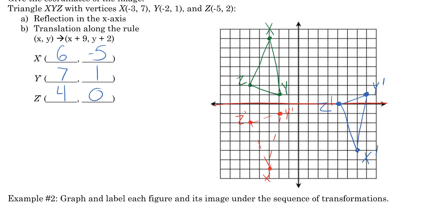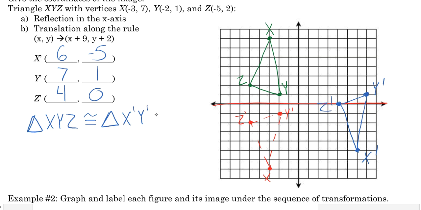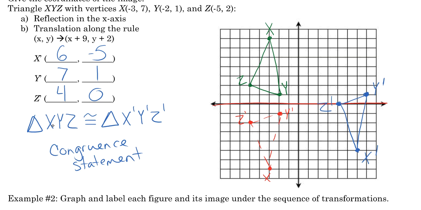Okay, so I would say, because they are congruent figures, that triangle XYZ is congruent to triangle X prime, Y prime, and Z prime. And that would be my congruence statement. That will come in handy as we move forward with our geometric proofs. So make sure that you're understanding that I am putting the two triangles congruent to each other, and the X's are obviously the corresponding parts, the Y's are the corresponding parts, and the Z's are the corresponding parts.